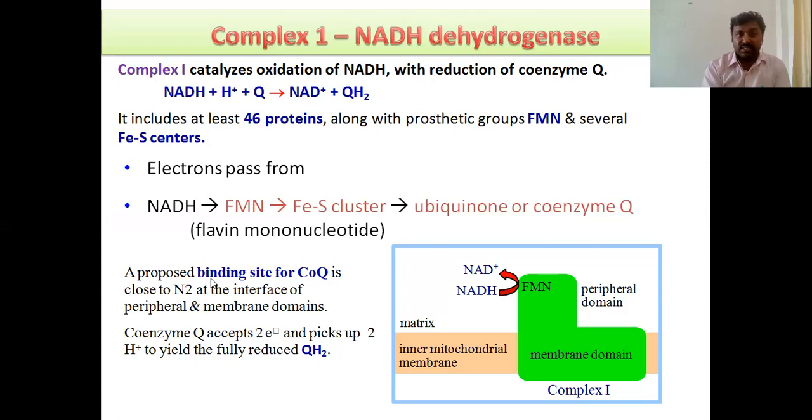So what have we discussed? The complex 1, NADH dehydrogenase, which has 46 subunits. It moves electrons from NADH to coenzyme Q, involving FMN, flavin mononucleotide. NADH plus H plus loses the electrons to FMN, then FMN forms FMNH2.